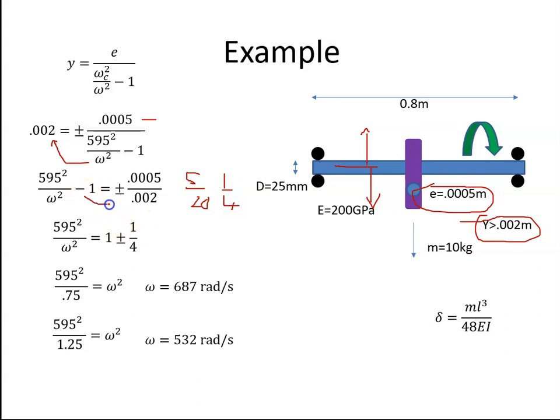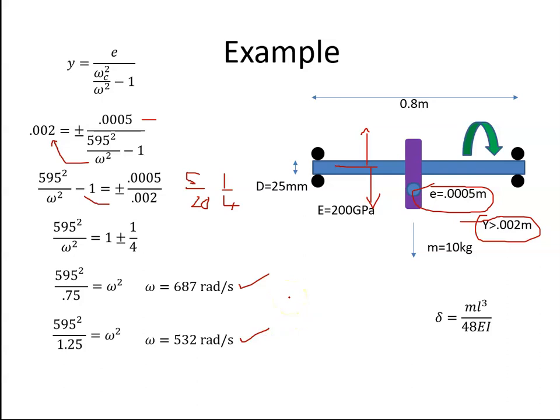So bringing the 1 across, we have 595 squared over omega squared is equal to 1 plus or minus a quarter. Okay, so 1 minus a quarter is 0.75, so omega squared is 595 squared divided by 0.75, and that gives me omega equal to 687 radians per second. And 1 plus a quarter is 1.25, so 595 squared divided by 1.25 is equal to omega squared, and from that omega works out to be 532 radians per second.